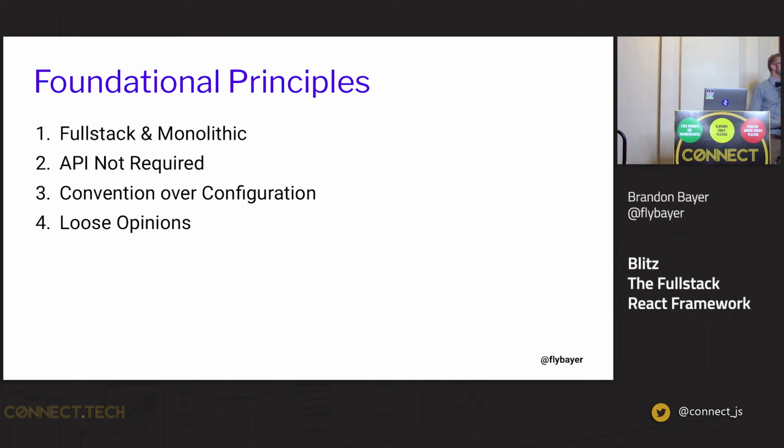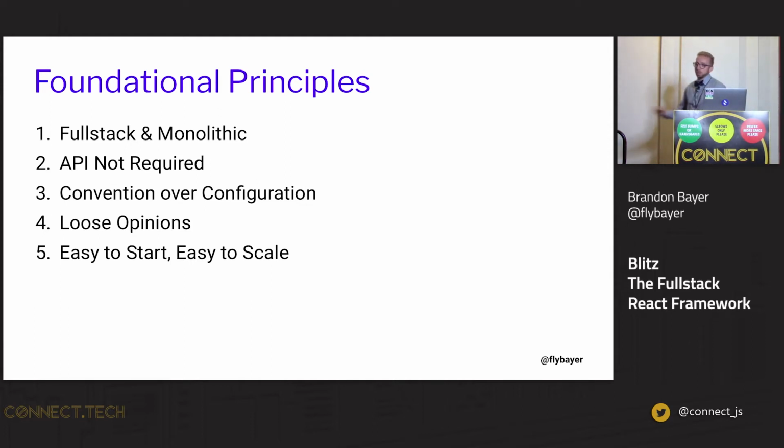Number four, loose opinions. So we have a lot of opinions and recommendations for how to do things in Blitz, but there is very little that we actually enforce. So for example, in Ruby on Rails, it's very difficult to go off the rails. But in Blitz, we're very flexible, and we let you blaze your own path as much as you want. So we want it to be really easy to get started for simple side projects, school projects, etc. But we also want it to be really great for your next multi-billion-dollar startup.